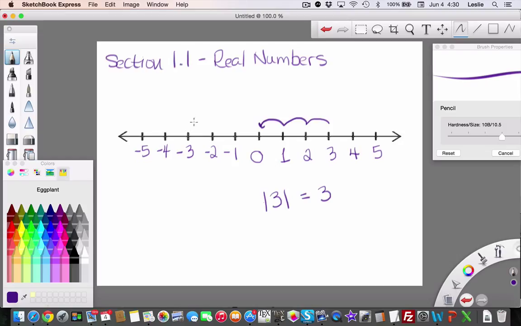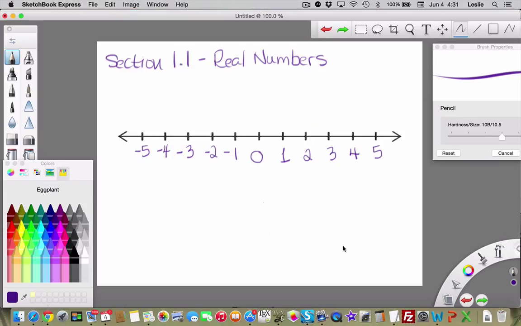Notice that down here at -3, this number is also 1, 2, 3 units away from 0. So the absolute value of the number -3 also has the numerical value 3. What we're saying here is that the number 3 is 3 units away from 0. The number -3 is also 3 units away from 0. I can do that with any of the numbers on the number line.